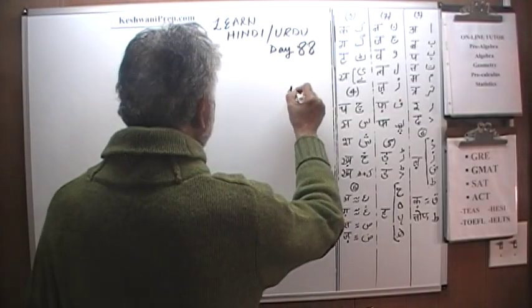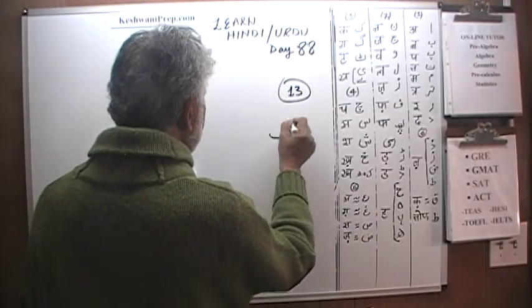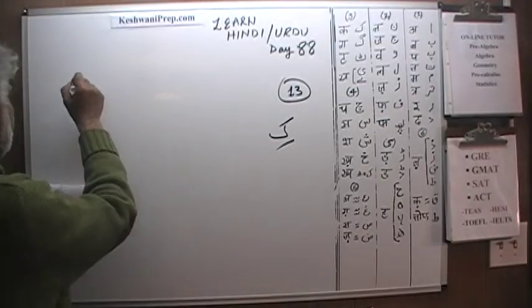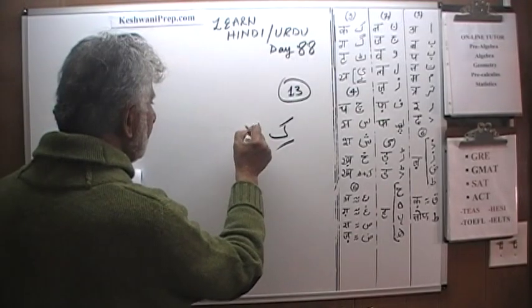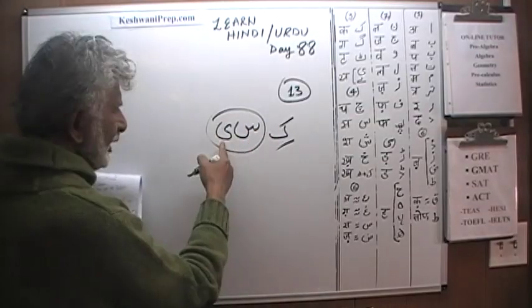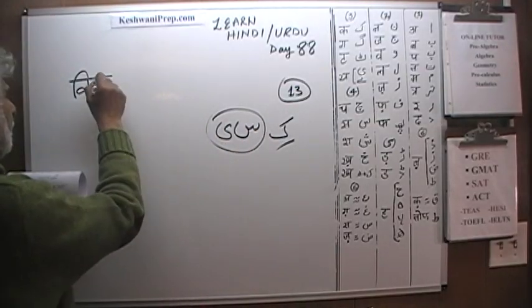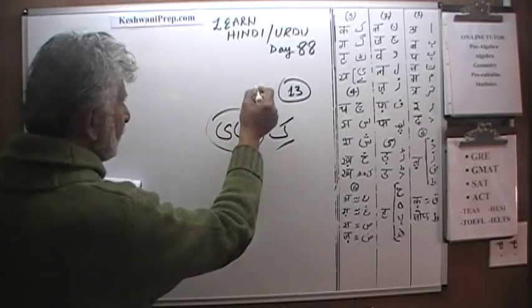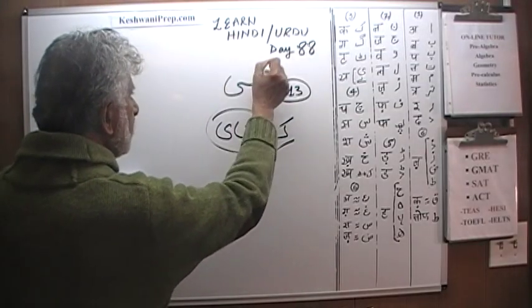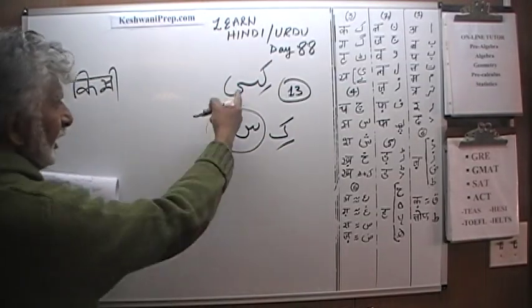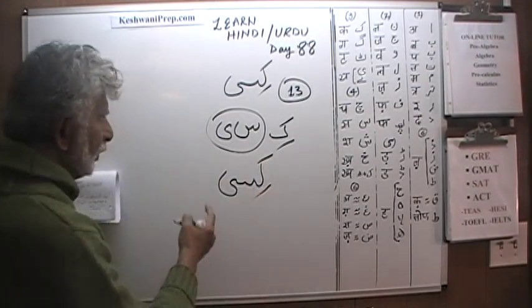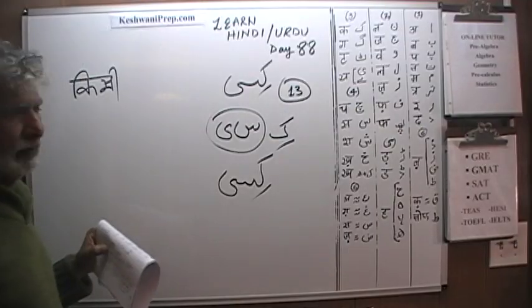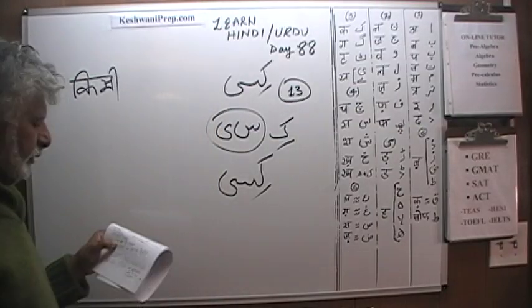Number 13. Kisi. Kaaf is a choti i ki matra. Ki. And then we need a seen with a badi i ki matra. Choti i gives us badi i ki matra. Put them together, it's going to look like this. Kisi. You can write it like this or you can write it like this. Ki and then two loops and both of them are fine. This is fine, this is fine. As a matter of fact, this looks more grown up.